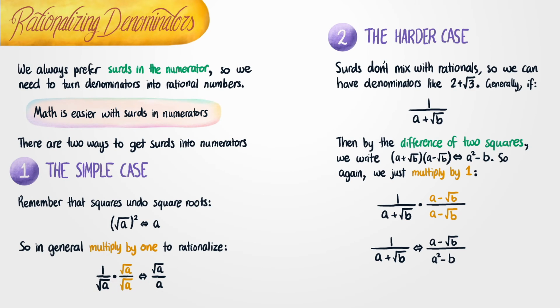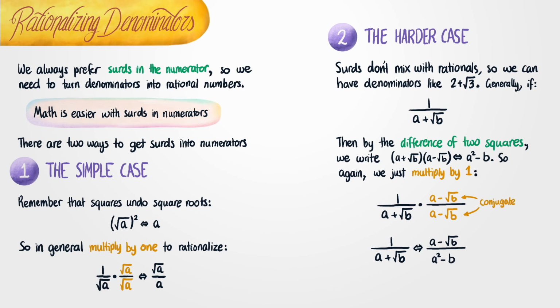However, because surds really don't like to mix with rational numbers, you can have a situation where you have a rational number and a surd on the denominator. In order to simplify these, rather than multiplying the top and the bottom by the denominator, we instead multiply the top and the bottom by the conjugate of the denominator.